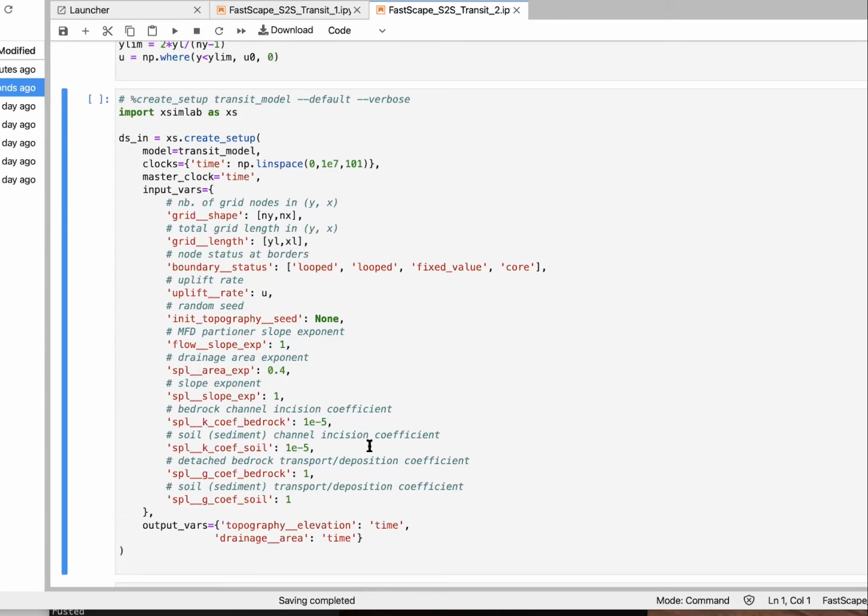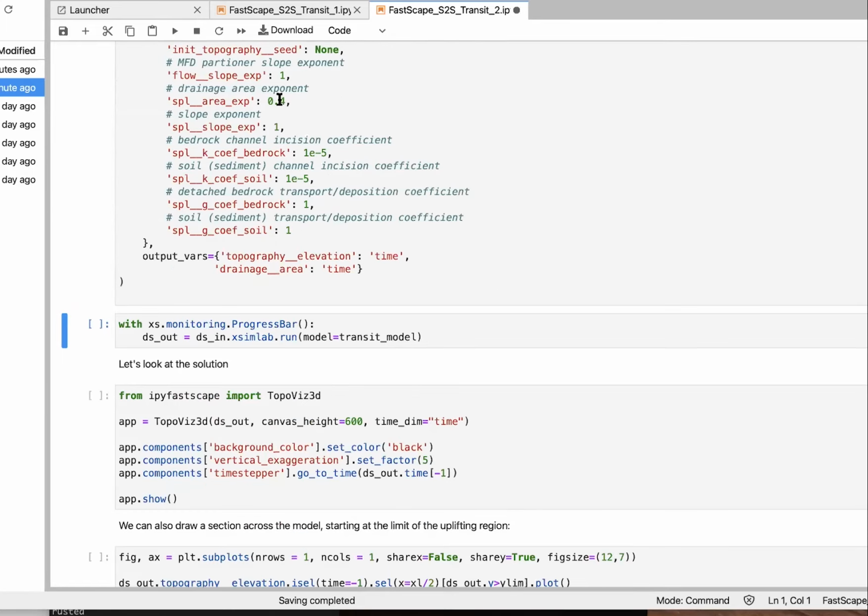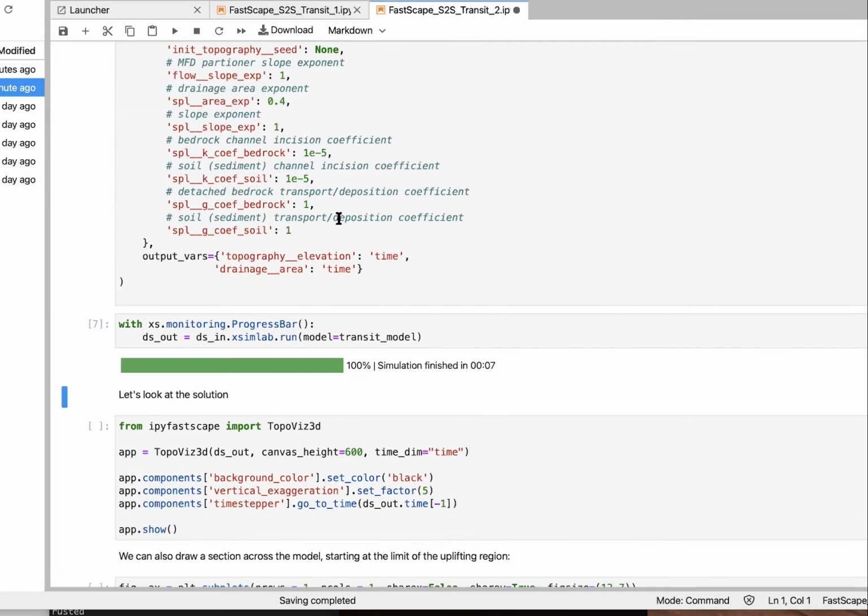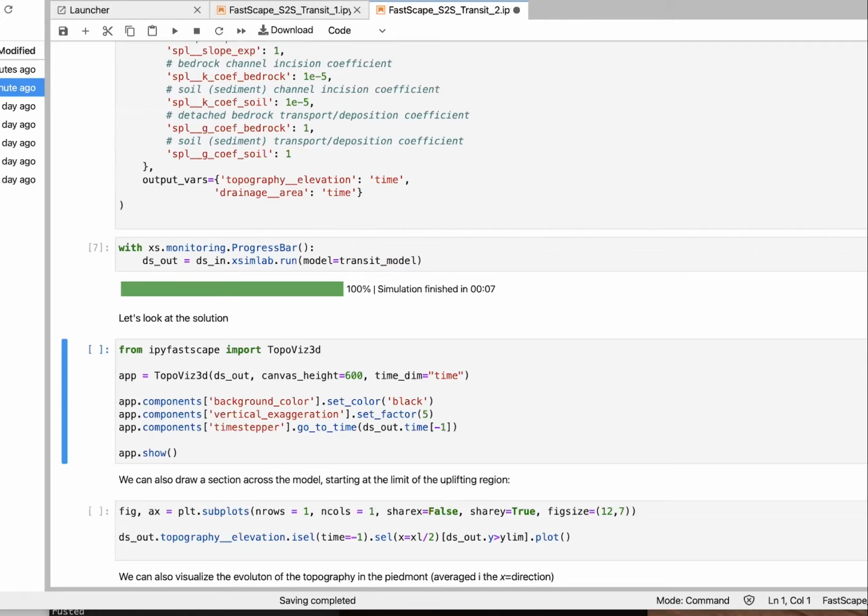If we do that, let's run this. And the model, you see, is slightly slower. It's a bit more than a second this time, because it has to handle the sedimentary flux. And I've asked the model to output the topography and drainage. Let's look at that. Oh, it comes in black. I don't like this, so I'm going to put light gray.